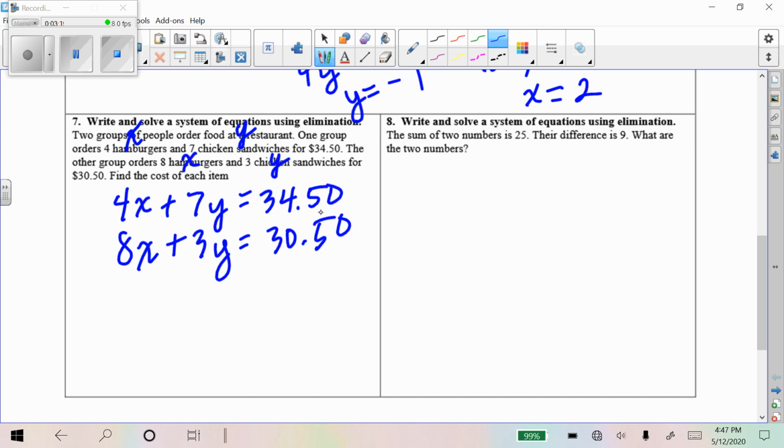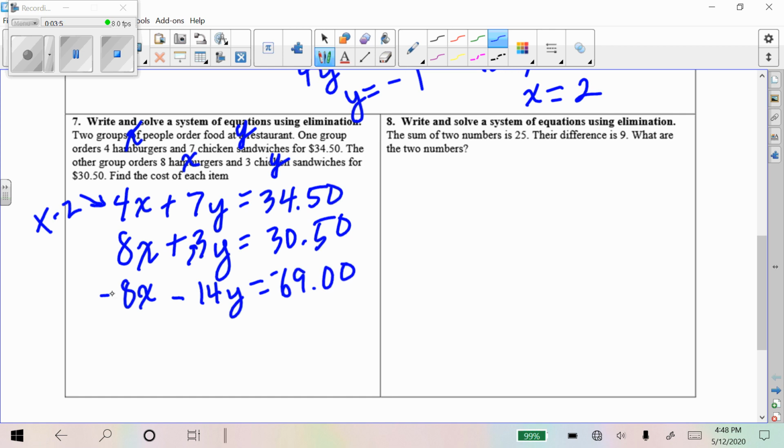Now remember, I'm trying to get opposites. Since 3 is not a multiple of 7, I'm not seeing it there, but since 4 is a multiple of 8, I'm going to multiply the top by negative 2. When I do that, I get this: negative 8x minus 14y equals negative 69.